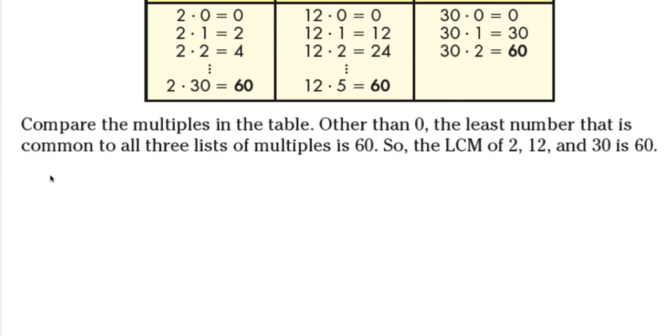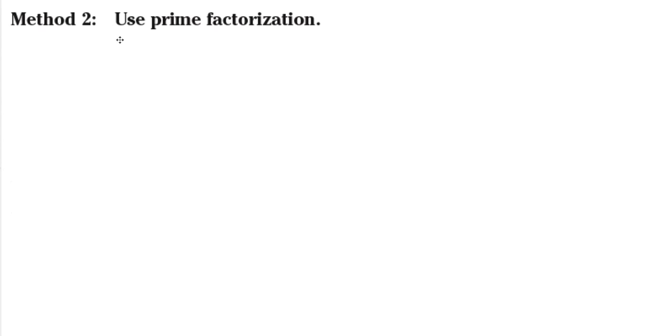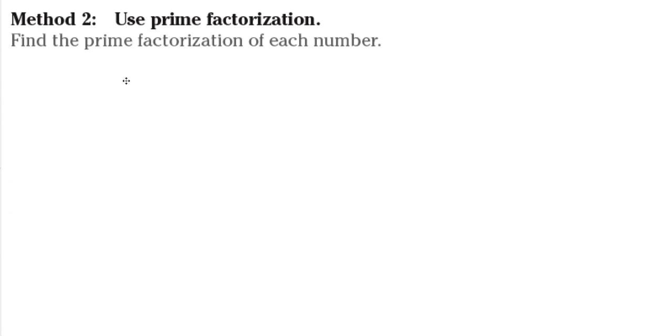Let's take a look at method number 2. It is on the next page. Method number 2 is by using prime factorization. We want to find the prime factorization of each number. The prime factorization of 2 is 2. The prime factorization of 12 is 2 times 2 times 3. And 30 is 2 times 3 times 5.